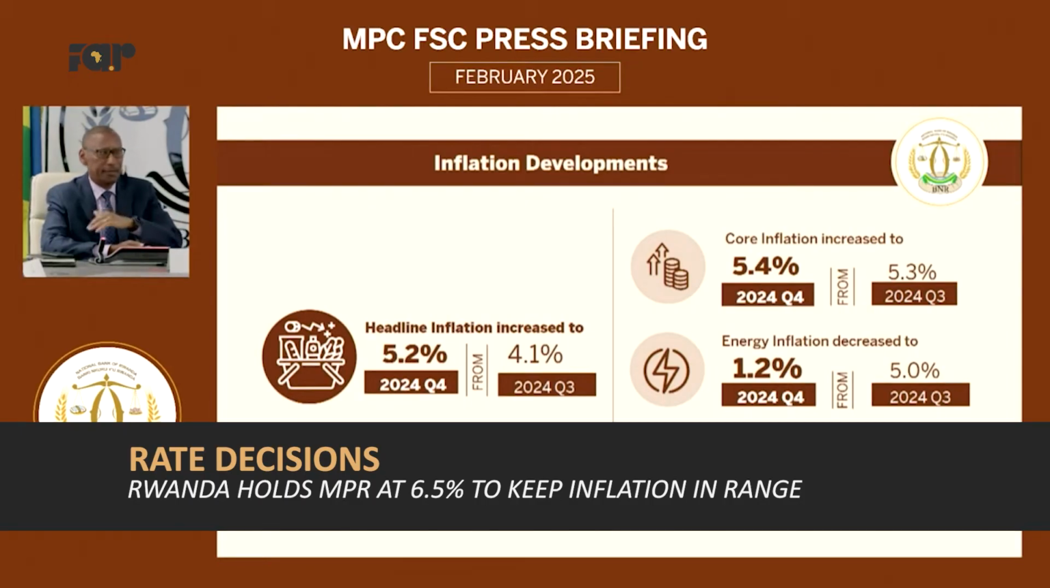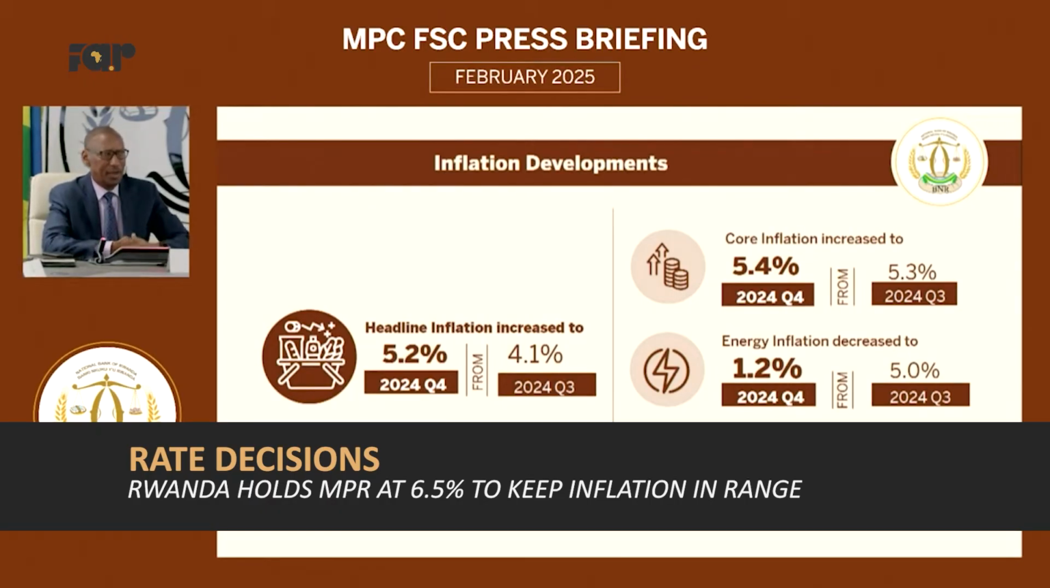And as we had explained in the last MPC sessions, this was mainly driven by good performance of agriculture in season A of 2024, and the normalization of global trade and reduction of global inflation, as I had said earlier. At the end of the year, the last quarter of last year, inflation was at 5.2%, slightly higher than the rest of the year, because of unfavorable weather conditions that delayed agricultural produce, but also affected overall agriculture in season A.